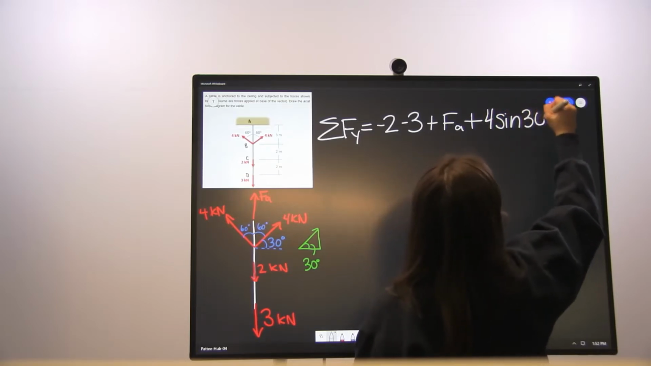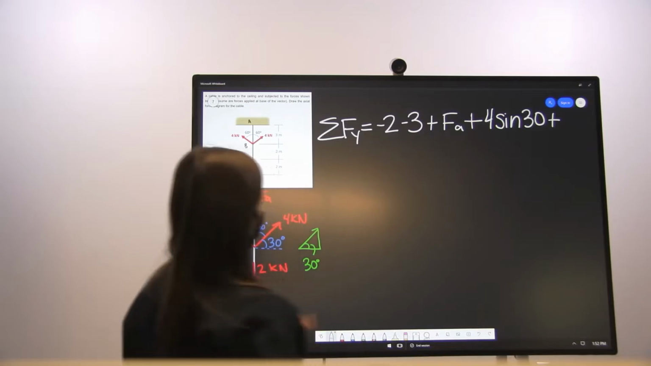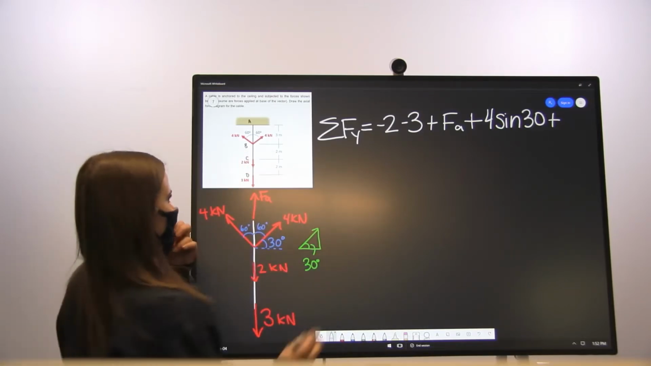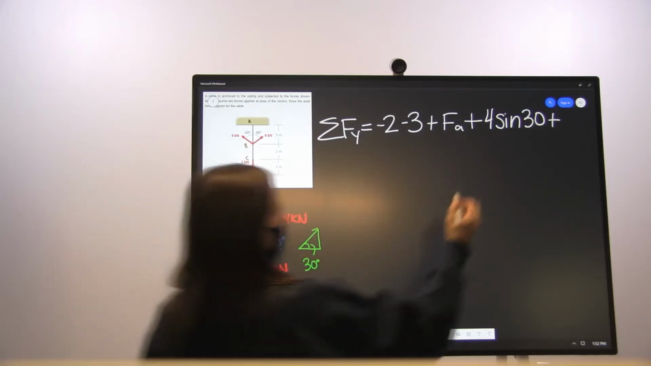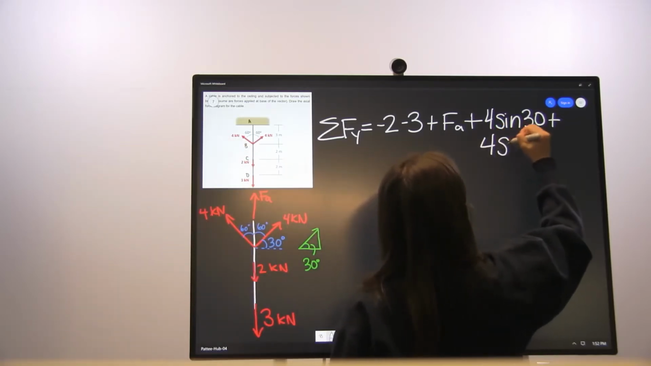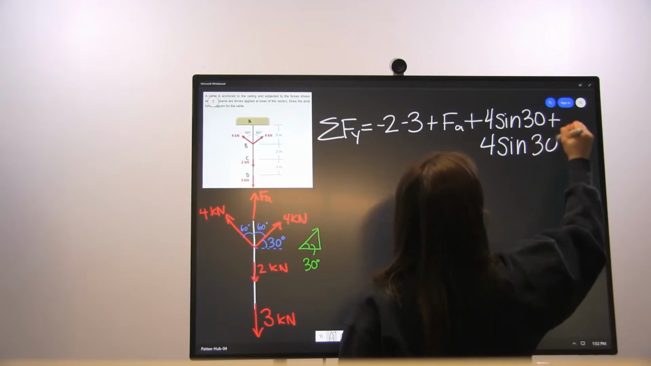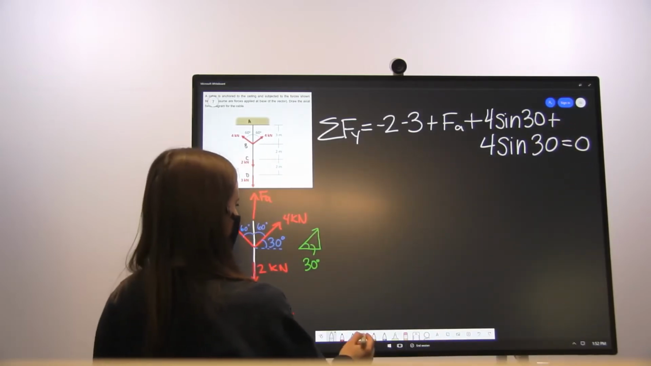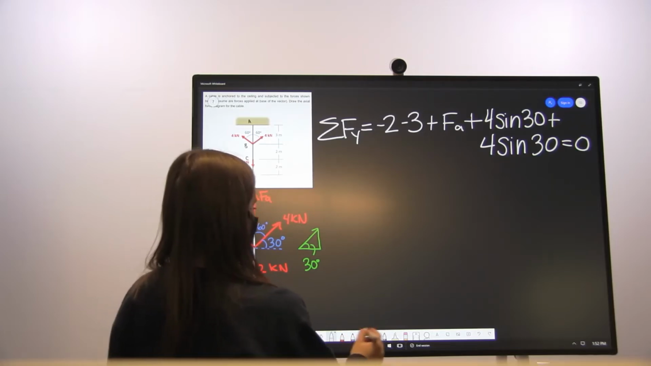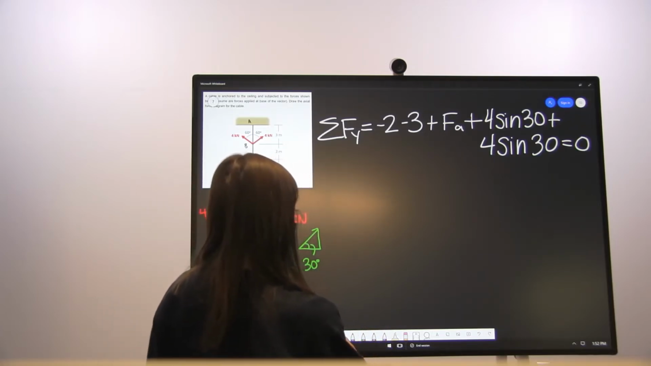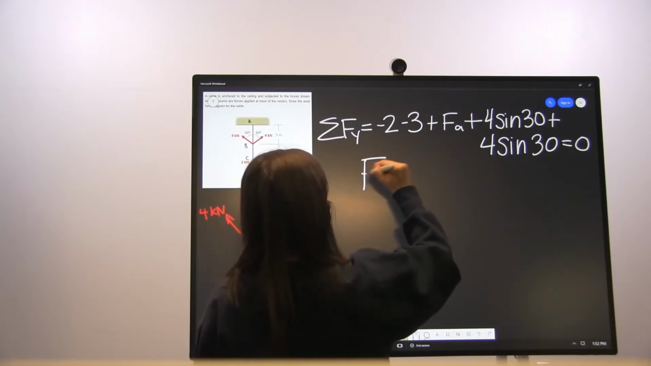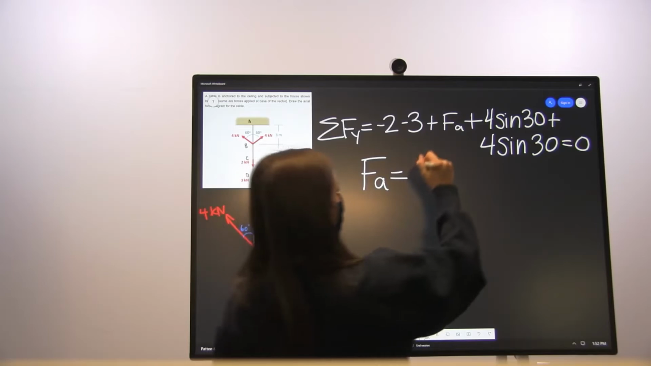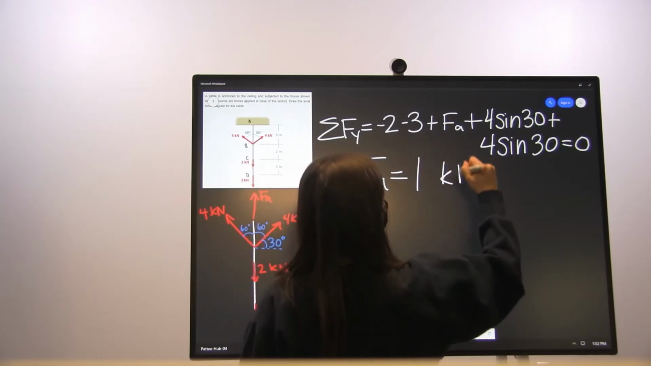So we're multiplying the force by sine 30 to get the y component. And then we have that twice. We have it on both sides. So we're going to be adding that twice. And that is equal to 0. And then you solve for this, and you end up getting the result that force A is equal to 1 kilonewton.